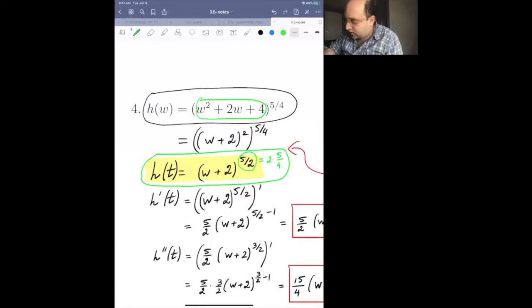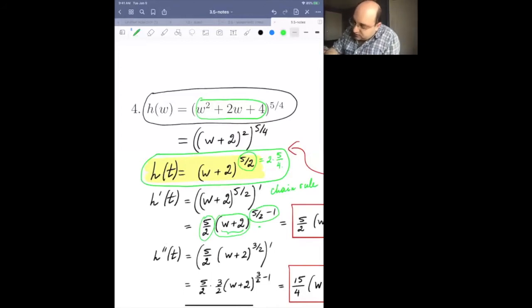we have to use what? We have to use the chain rule. Okay, so why do we have to use the chain rule? Because we have a composite function where the inside function is w plus 2 and the outside function is x to power 5 halves. Okay, so we have that the derivative is equal to the derivative of the outside function, which by power rule is equal to 5 halves times this expression to power 5 halves minus 1 times the derivative of the inside function.